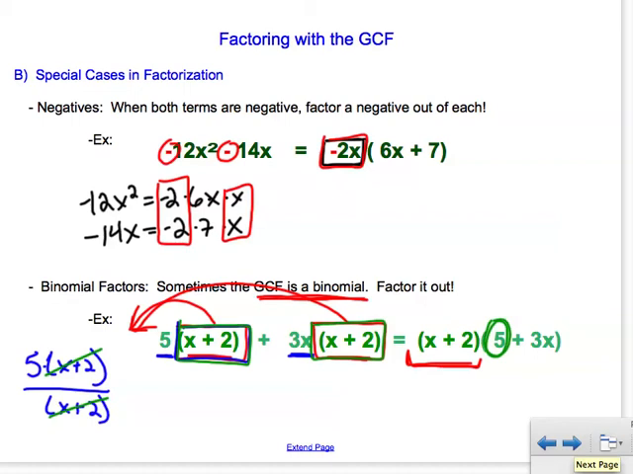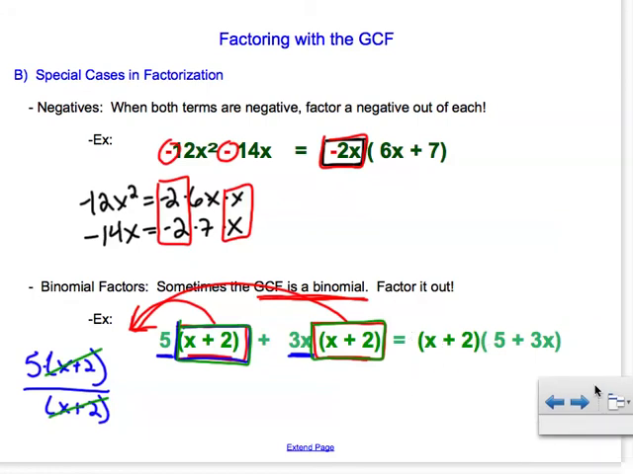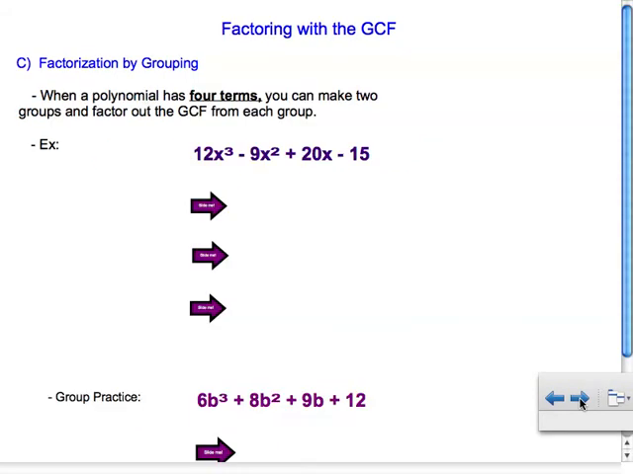That could happen from time to time, and that's actually, I think, what's going to be some of our next problems here. Okay? If you have questions on this, just write them down. I'd be happy to explain it in a little more depth tomorrow, if you need, on both of those special cases. Okay? Now we're going to factor by grouping.